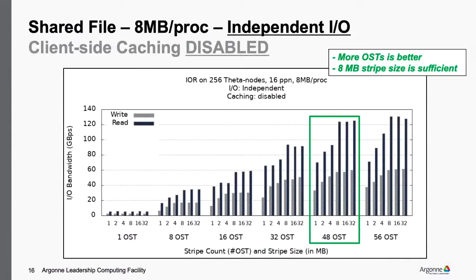All right, so now to just give you some ideas of performance. In this case, we're using 256 nodes with 16 ranks per node, and then each one is writing 8 megabytes. All right, so we're using independent I/O. So that means there's no collective operations. Everyone's writing independently. In this case, he also has the client-side caching disabled. And you can see the effect of using how many OSTs.